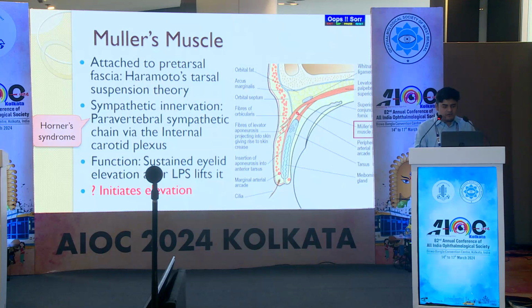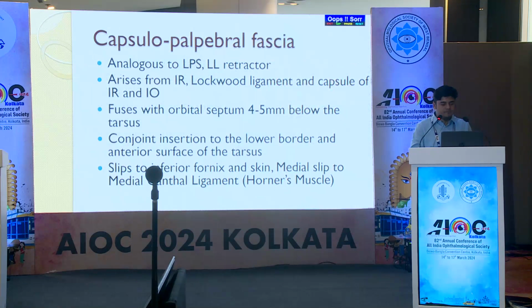Some have hypothesized that this might be a continuation of the levator muscle itself. There are various theories about its function. Harmon's tarsal suspension theory says that Muller's muscle is actually responsible for the suspension of the tarsus and the levator is responsible for the skin and the eyelid. And in Horner syndrome, the sympathetic innervation to the Muller's muscle comes from the paravertebral sympathetic chain, and this is hampered in Horner syndrome, and it functions to cause sustained eyelid elevation after the levator lifts it.